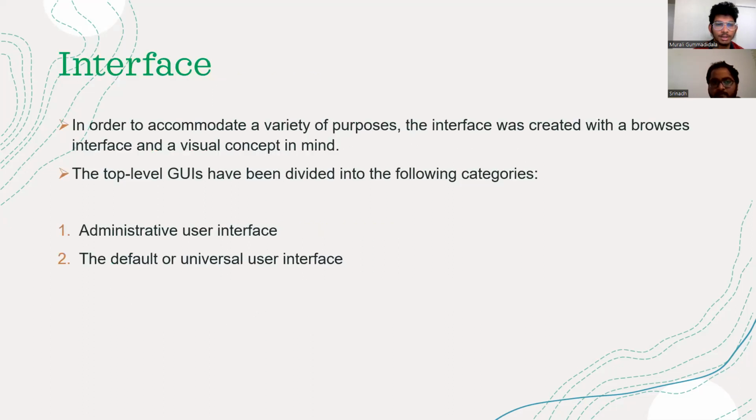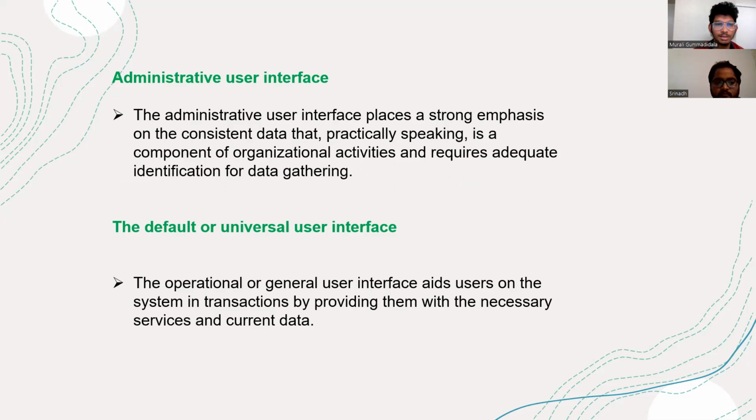These are two interfaces, one administrative and one universal. The administrative user interface places a strong emphasis on consistent data and, practically speaking, is a component of organizational activities, which is used for the gathering of data. And the second one is the universal user interface. It is an operational or general user interface, which is used for system transactions by providing the necessary services for the current data.